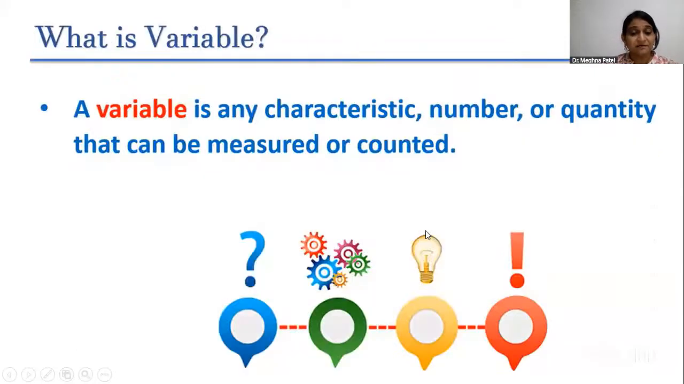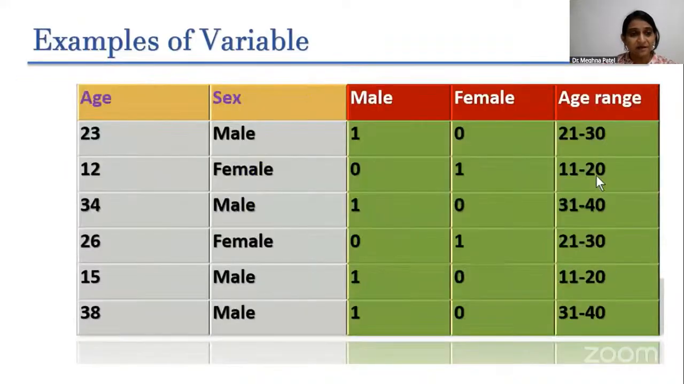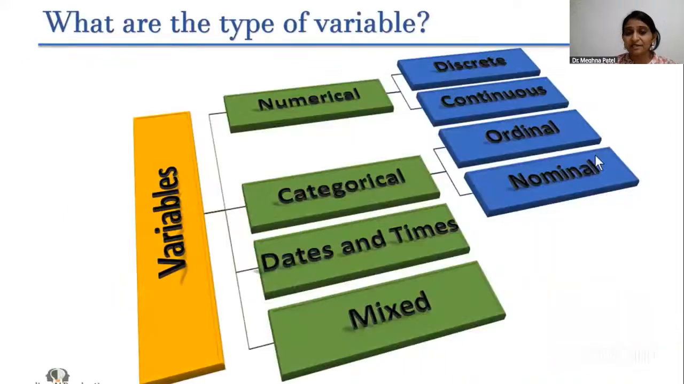Okay, then variable, which is one type of characteristic, number and quantity, that we have seen. There are different types of variables: numerical, categorical, date and time, and mixed. Numerical has discrete and continuous. Discrete is nothing but an integer variable. Continuous means float. Categorical has two types: ordinal and nominal. Ordinal, in that you can give an order to the variable. Categorical means the value is in a label format, and that label has an order or not. If it has an order, then it is called ordinal, and if the label has no order, then that is called nominal.